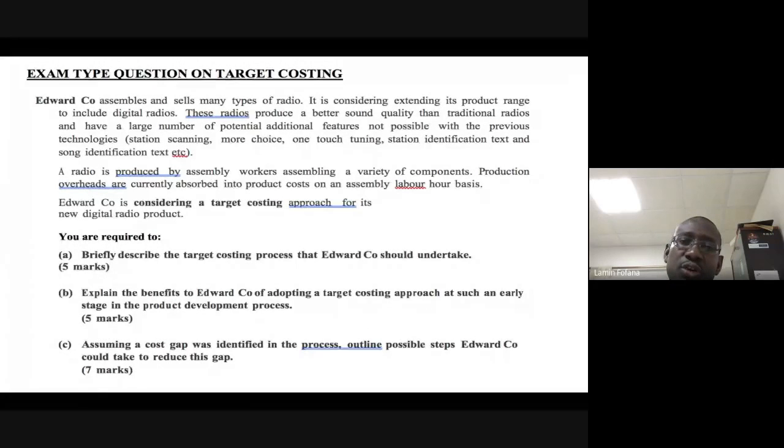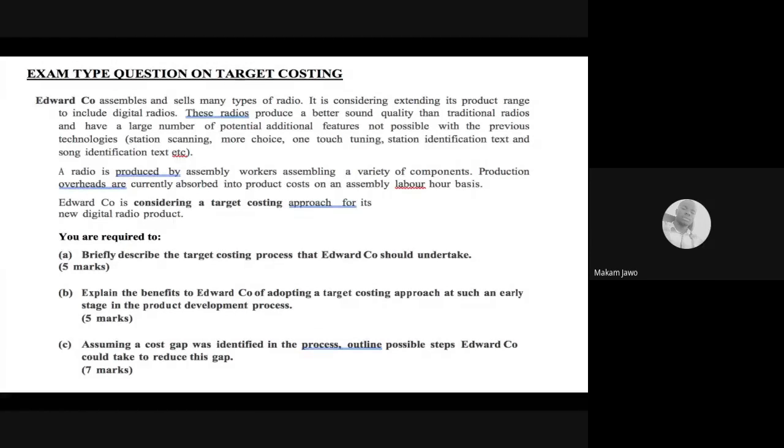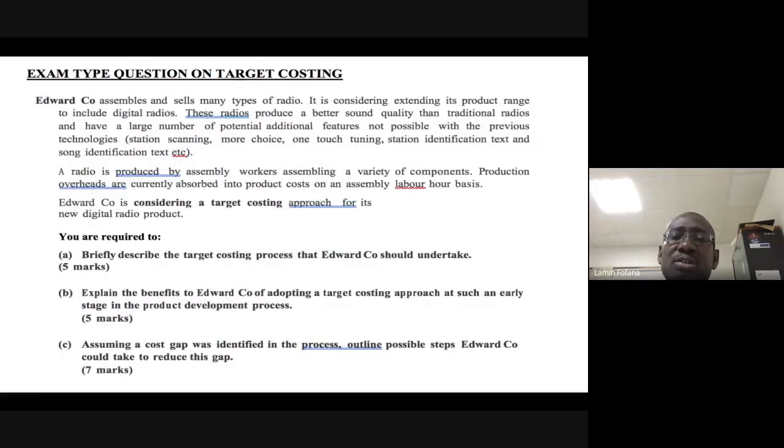Okay, good. So in other words, there will not be any instance whereby you can make a loss in your product if you adopt the target costing method, because already you will determine a price that you're going to sell your product at and so on and so forth. So that's a good one. Okay. So there are lots of benefits. Just to add on to what you said, Makam, is right.